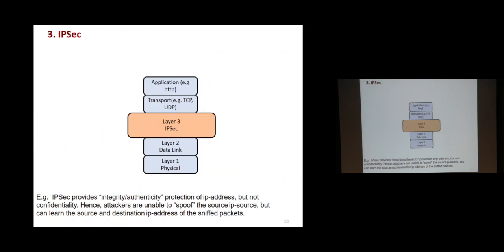So IPsec protects the IP layer. You compare this to TLS. TLS is over here, IPsec is over here, then WPA is over here. So suppose you use WPA and TLS.